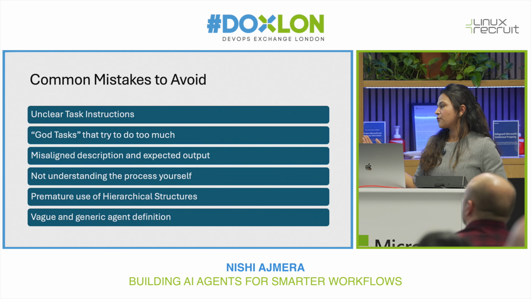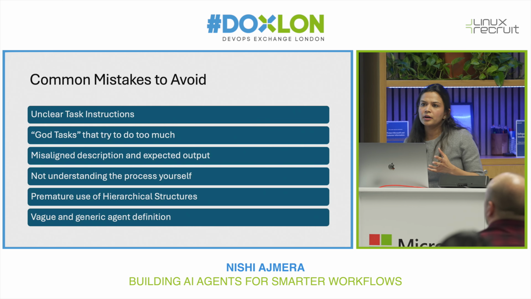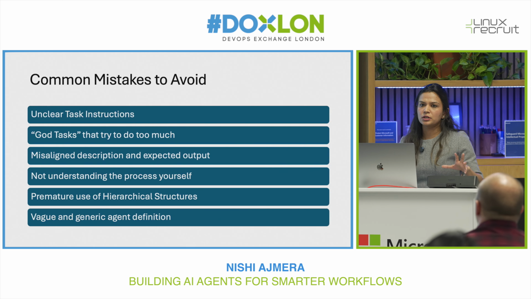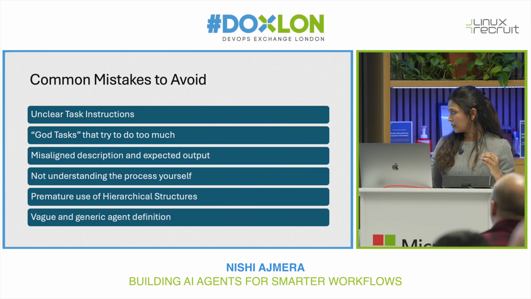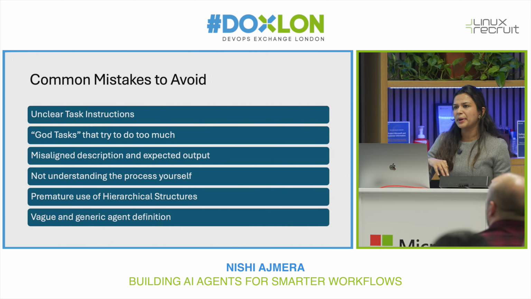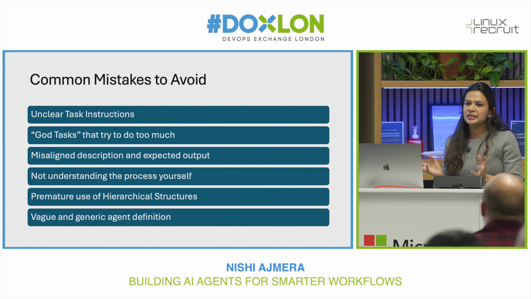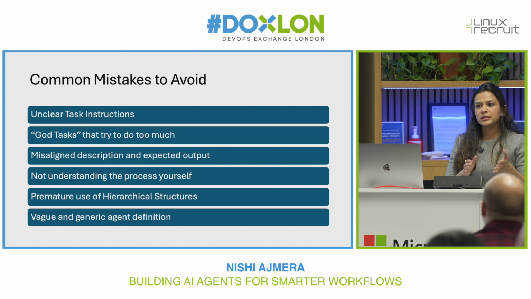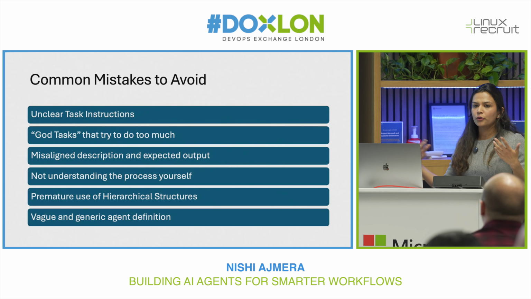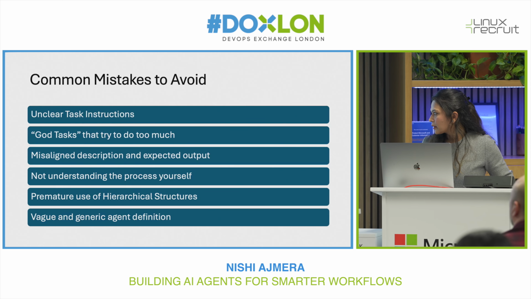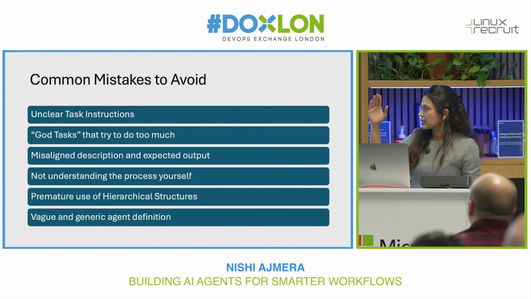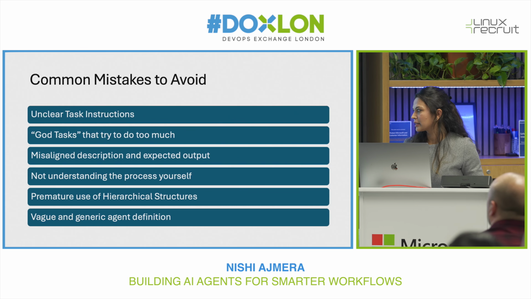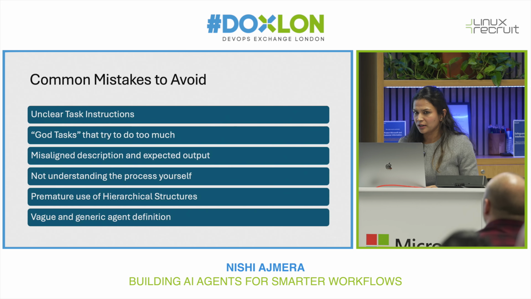Then premature use of hierarchical structures. This is more around building a crew of agents for different tasks. So instead of jumping directly into building complex agentic applications, start with a simple agent and then see how your application evolves. And then the last point is vague and generic agent definitions. I think it's clear that you have to be very specific in defining the goals of the agents.